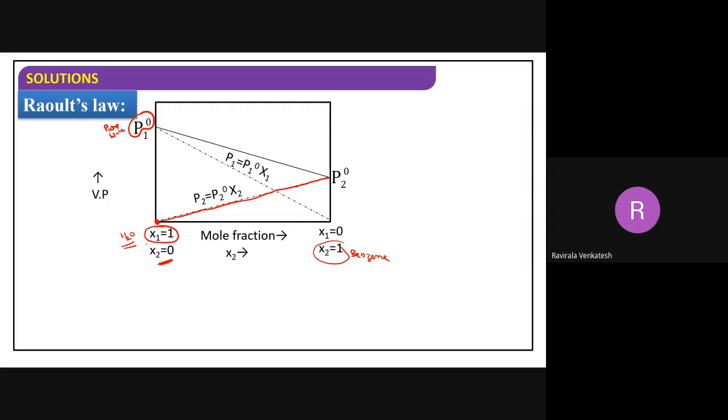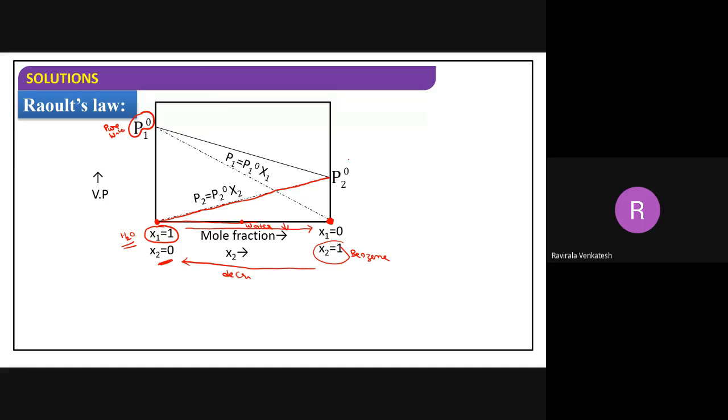Now, what happened here? The mole fraction of water from here to here is decreasing, correct or not? And from here to here, the mole fraction of benzene is decreasing. At this point the mole fraction of water equals the mole fraction of benzene. In this graph, the x-axis is the mole fraction data. At this point pure water is there, and at this point pure benzene is there.